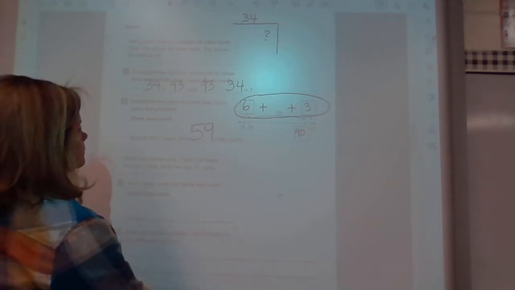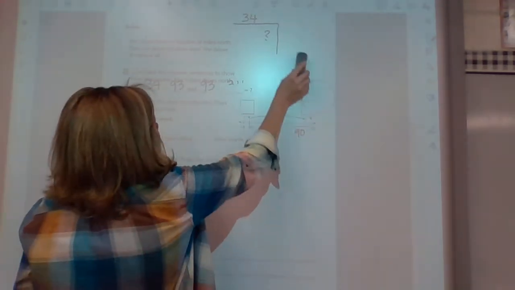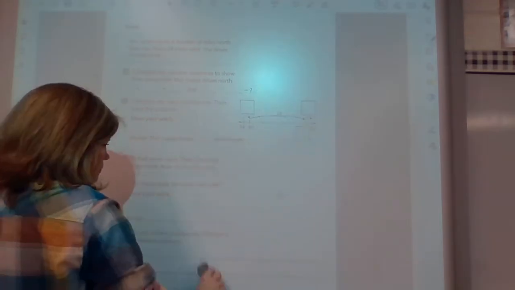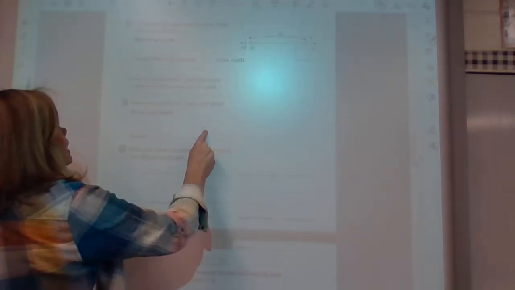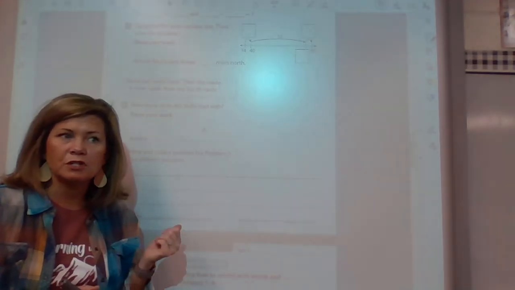All right. Let's check out our next problem. Stella had some cards. Then she made 13 more cards. Now she has 41 cards. Okay, let's come up with some equations. We'll do an addition and a subtraction.